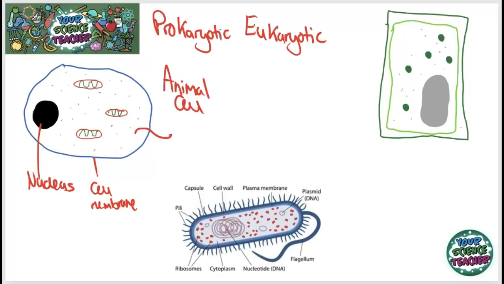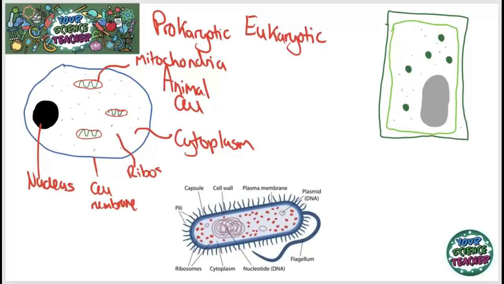The jelly-like substance in which you find all of your cell is the cytoplasm, and this is where all the chemical reactions take place as well. Then we also have something new to key stage 4 that's not in key stage 3, your mitochondria, and this is the site of respiration. Then you can see, dotted around, ribosomes. Ribosomes is where protein synthesis happens in your cells.